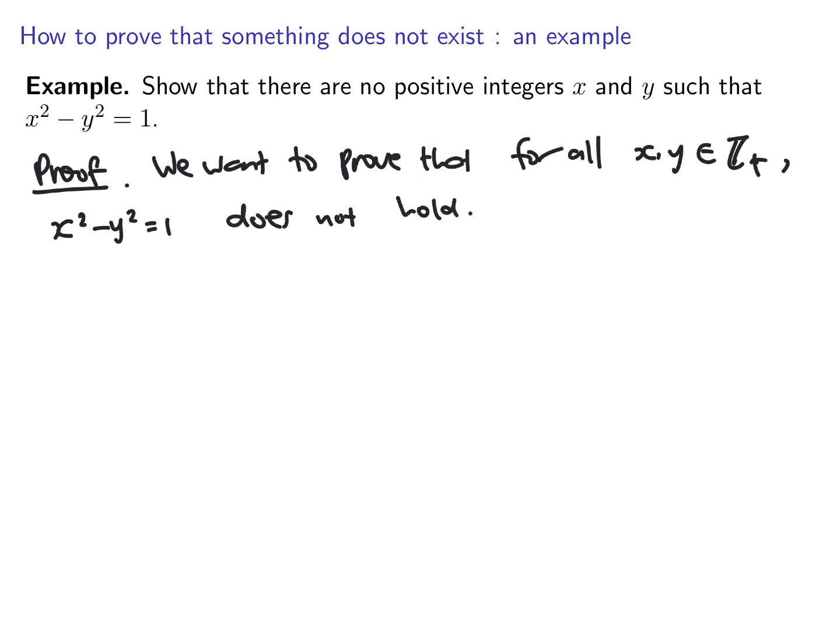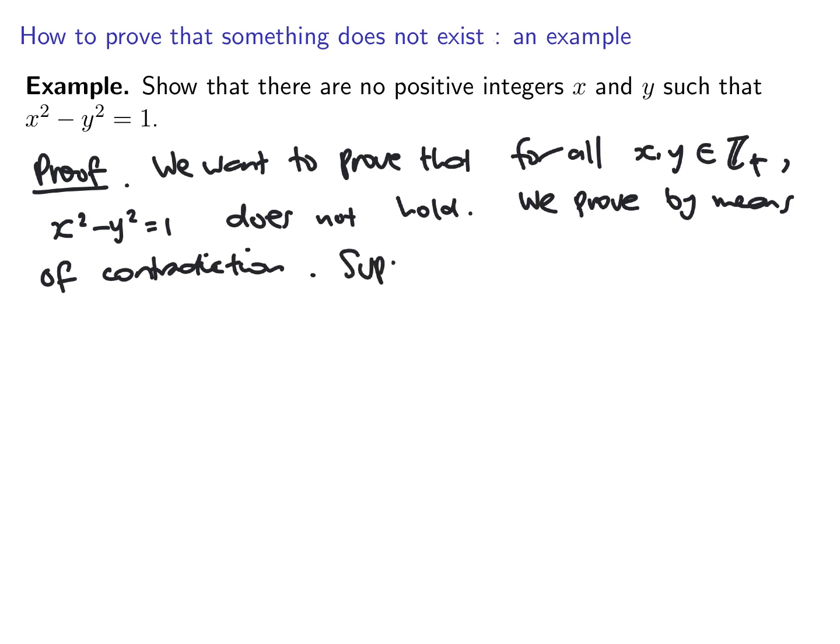Okay, and how do we proceed from here? Well, we're going to use proof by contradiction, right? The easiest way to prove that something does not exist is to assume that it exists, and then find a contradiction. So we're going to proceed with a proof by contradiction. We're going to suppose that what we want to prove is not true. So again, assume the negation.